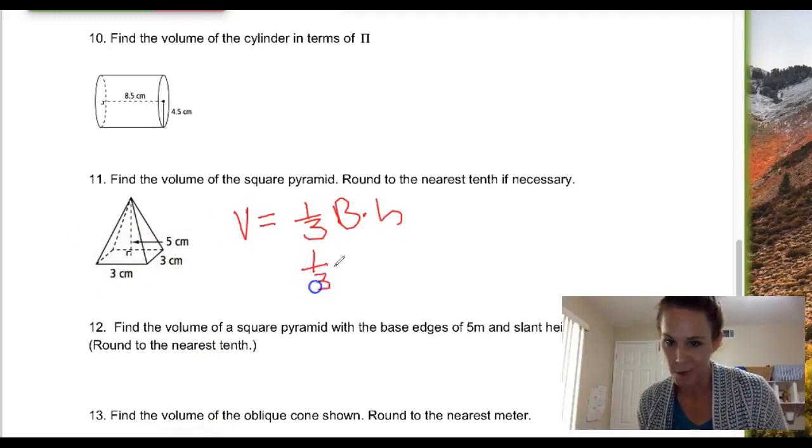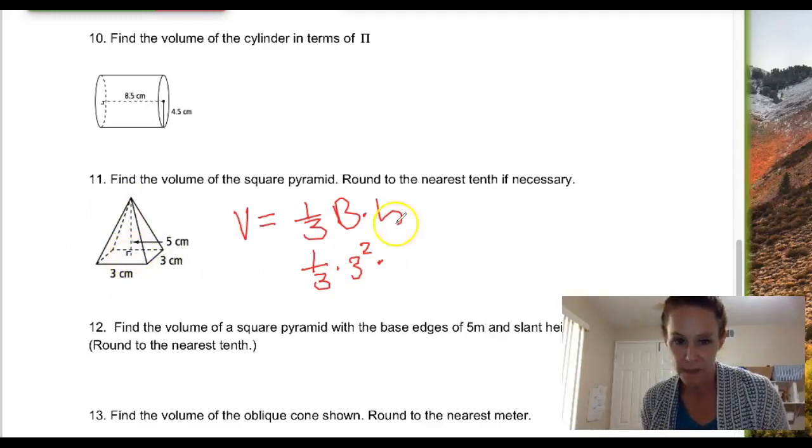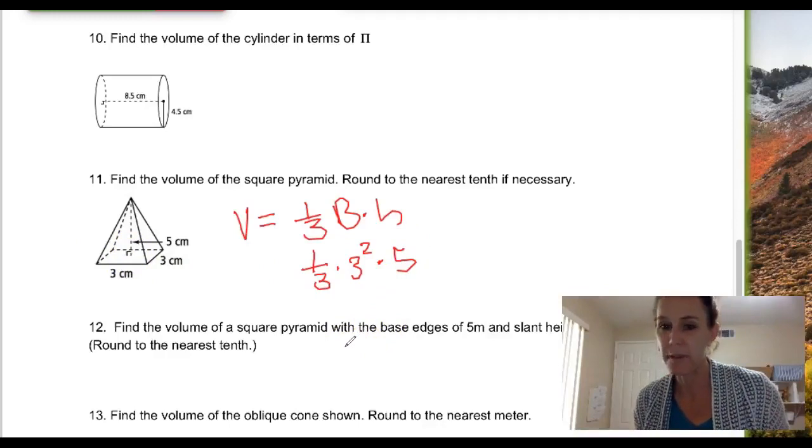Nice. Those are easy. So my base is going to be 3 times 3. That's how you find the area of a square. 3 times 3, or 3 squared. And my height they give to me is 5. So really, so basic. You just have to know the formulas. 3 squared is 9. 9 times 5 is 45. And then I'm going to divide that by 3. And I'm going to get my volume, which is 15. And this is centimeters, centimeters, centimeters.